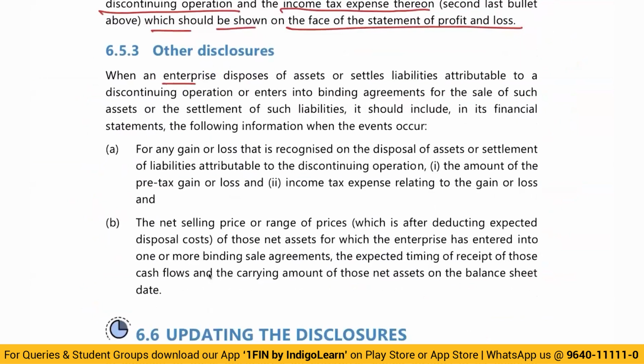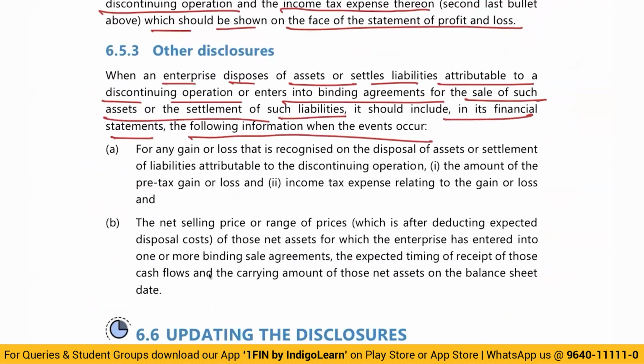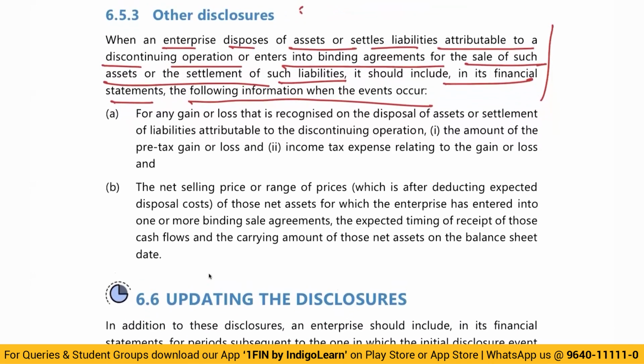Now, when the enterprise disposes of assets or settles liabilities attributable to a discontinuing operation, or enters into a binding agreement for the sale of such assets or settlement of liability, it should include in its financial statements the following information when the events occur. Now, what is the meaning of this? This basically means that after the initial disclosure event, whenever we are selling off an asset, settling a liability, or entering into an agreement to sell off an asset or to settle the liability, as and when the subsequent event occurs, you have to disclose the following.